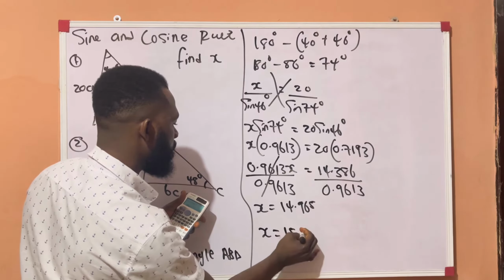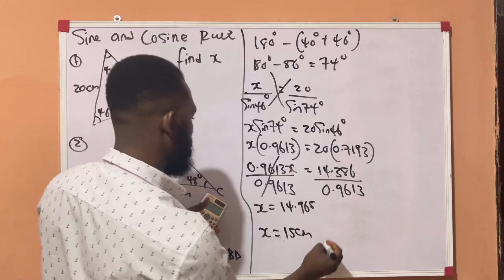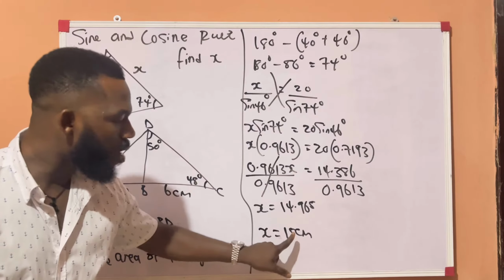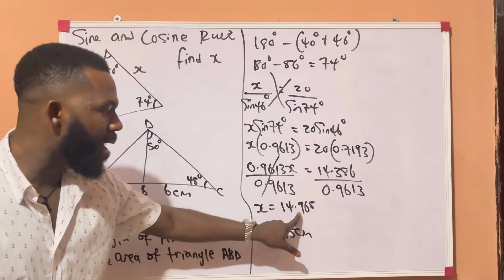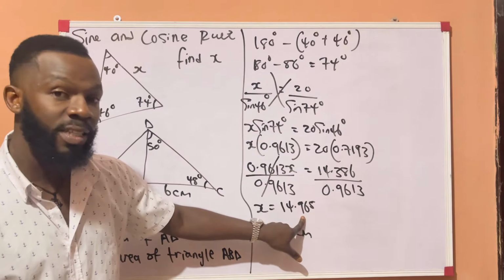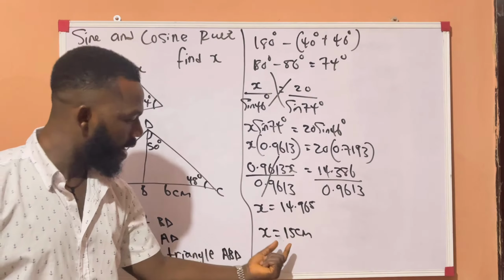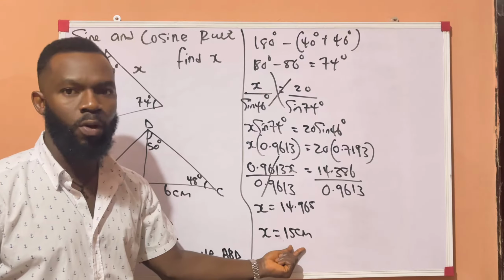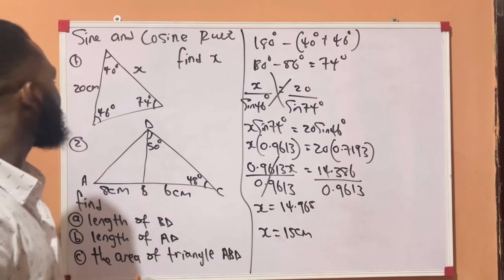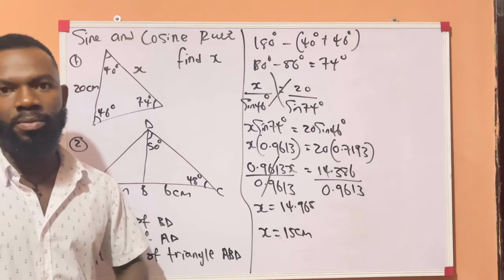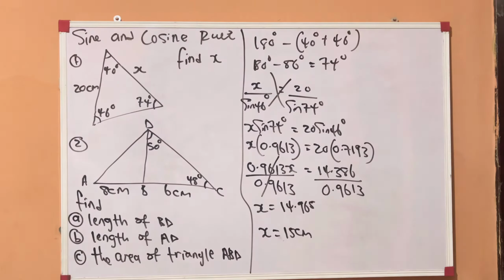15 centimeters. So, whole number. How did I get 15? The number immediately after the decimal point, 9, is up to 5. So you take it as 1 and add it to 14, and that gives us 15 in the form of a whole number. So it means that the value of x in question number 1 is 15 centimeters. Okay, so that is question number 1.